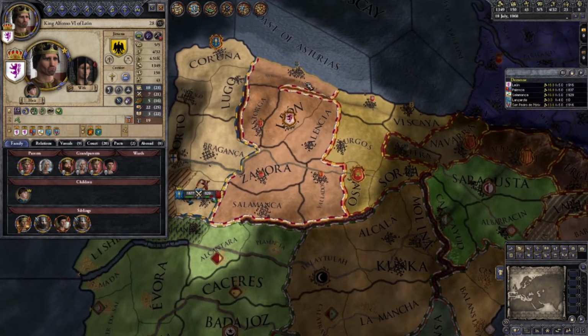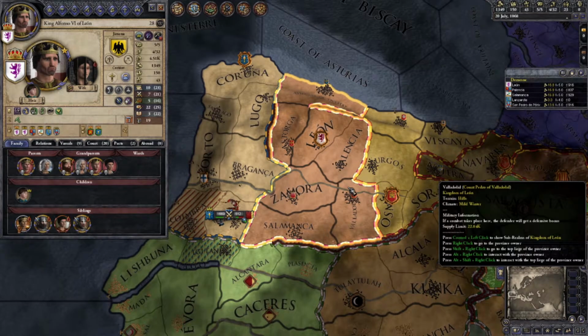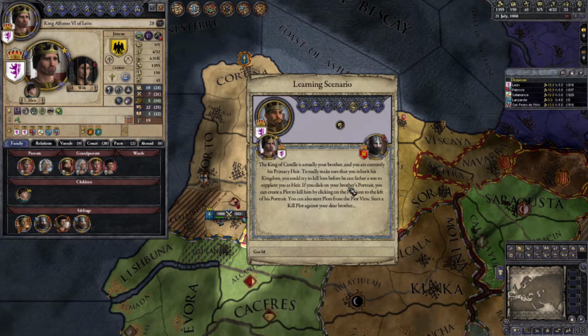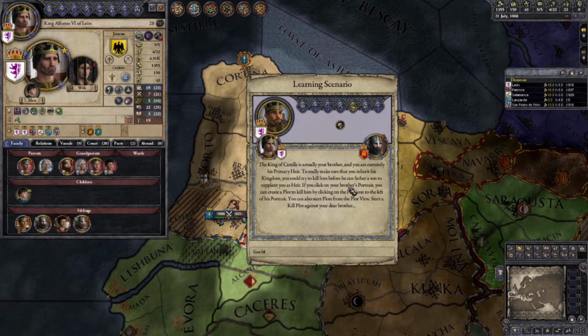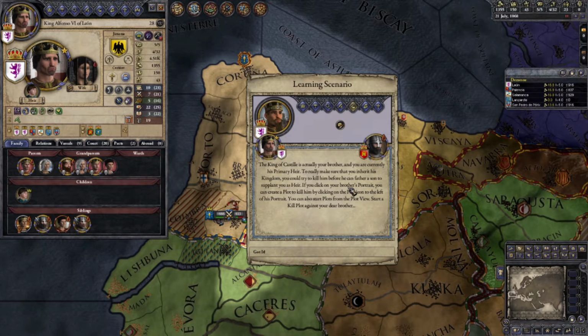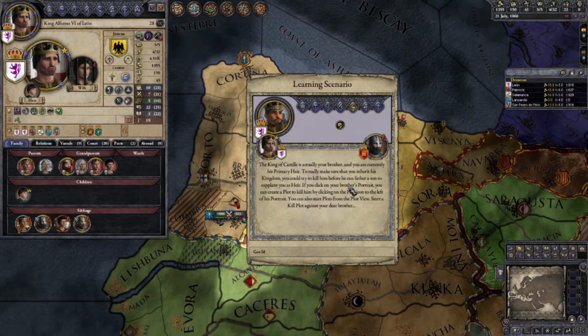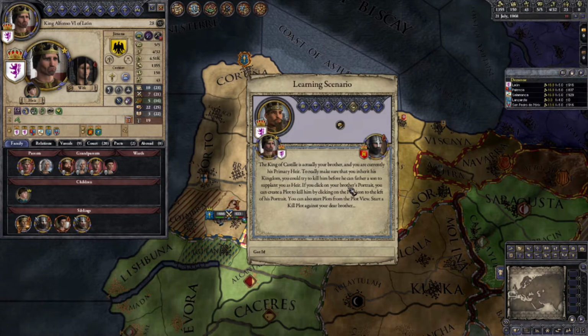People are all fighting each other and stuff. I think we're about to learn. The King of Castile is actually your brother, and you are currently his primary heir. To really make sure that you inherit his kingdom, you could try to kill him before he can father a son to supplant you as heir.